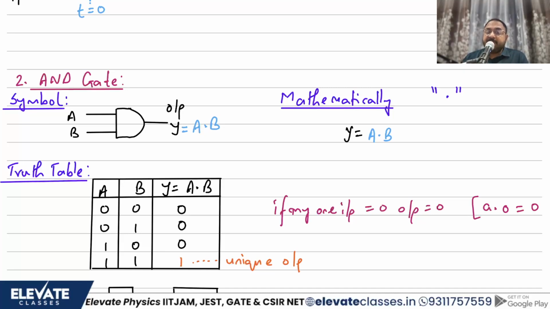And secondly, if you try and remember it in the unique output way, how can you remember it? Only if both inputs are 1. If both inputs are equal to 1, only then your output will be equal to 1. In only that particular state, you can see that your output will go to 1, not otherwise. So these two are quite simple ways to remember the truth table in brief.